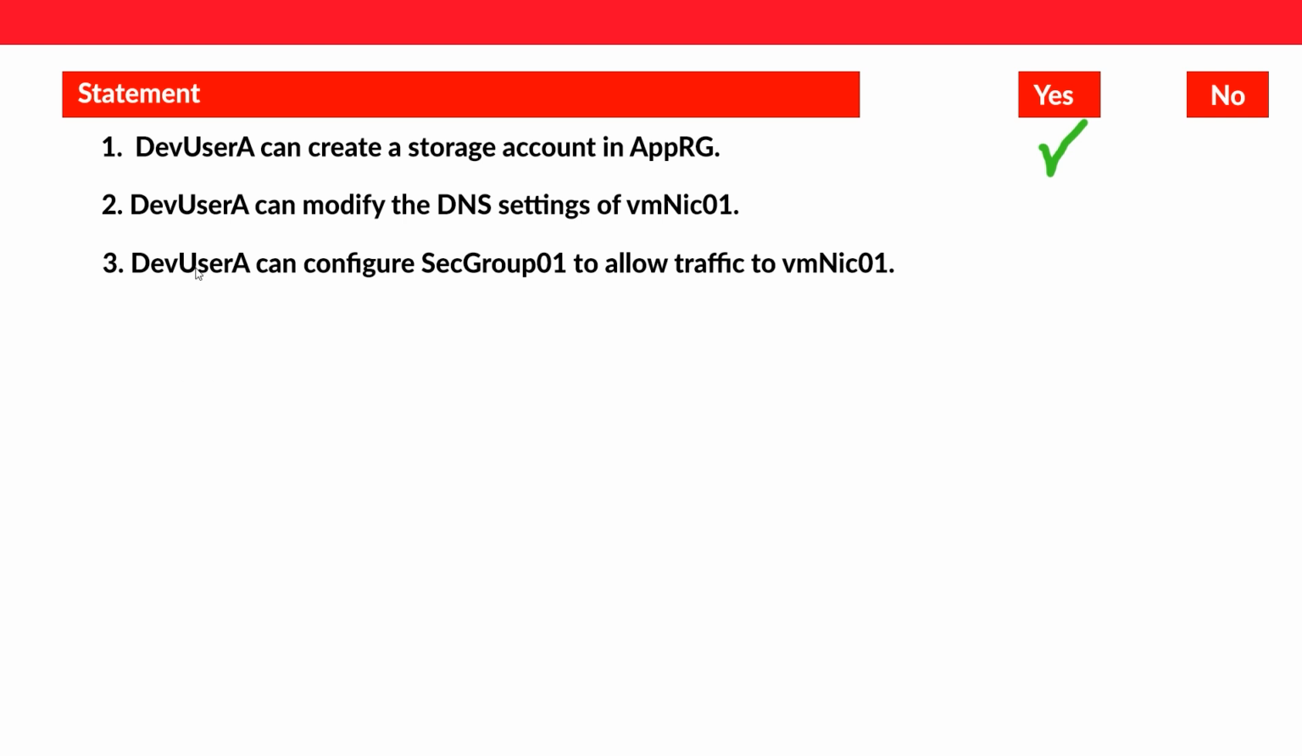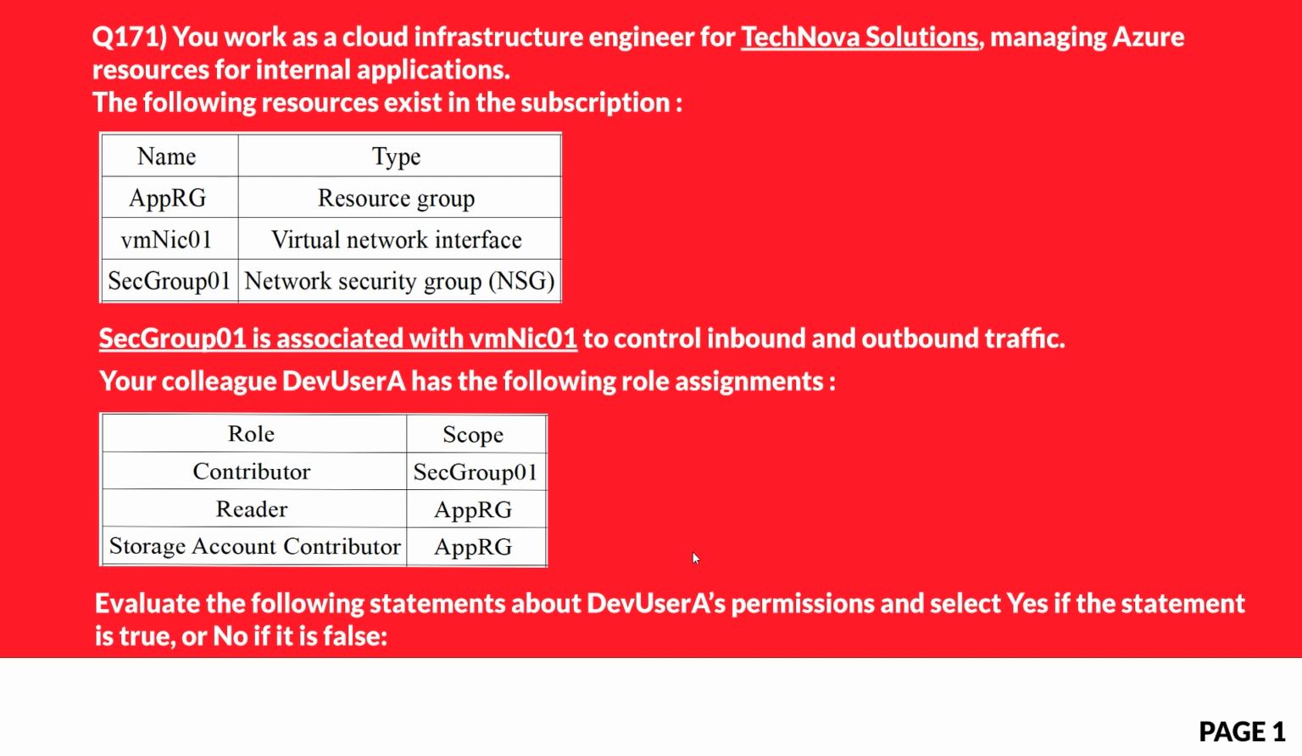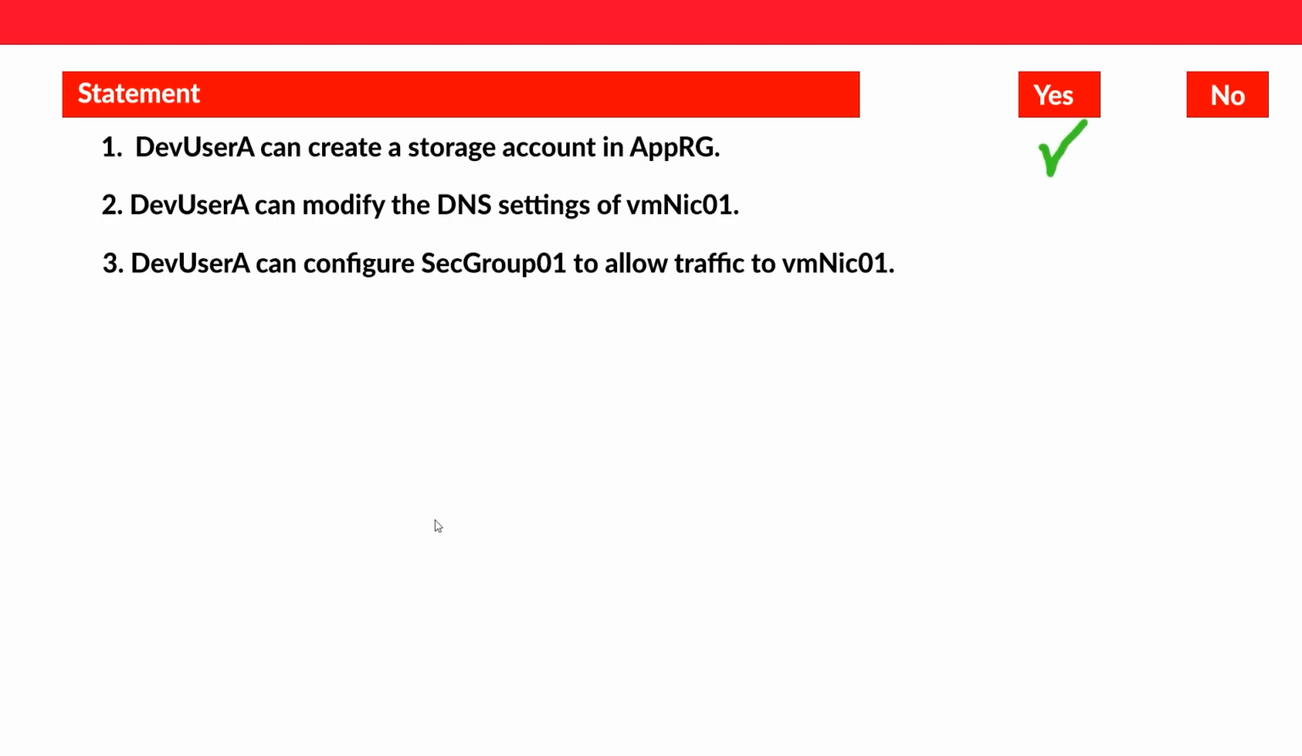Now let's move on to statement 2. Statement 2 says dev user A can modify the DNS settings of VM NIC 1. So dev user A has a reader access to app RG, which includes VM NIC 1. Reader role is read only and doesn't permit any kind of modification, we know. Therefore, for B, it will be no, because reader role cannot modify, right? It says can modify, which is just the opposite, so it should be no.